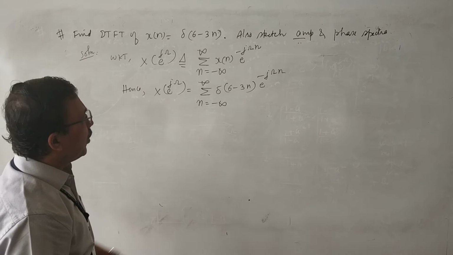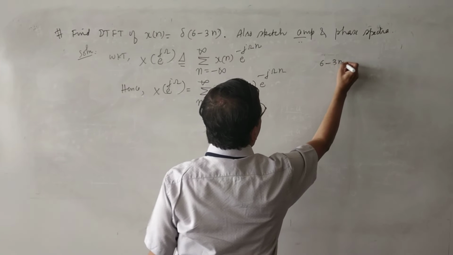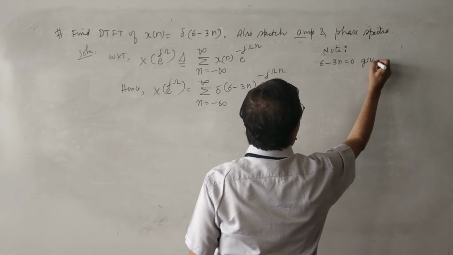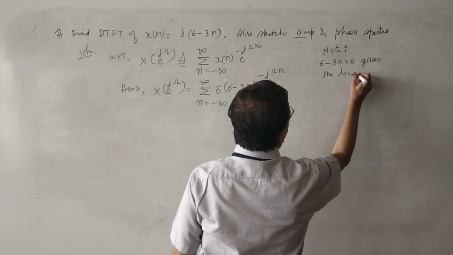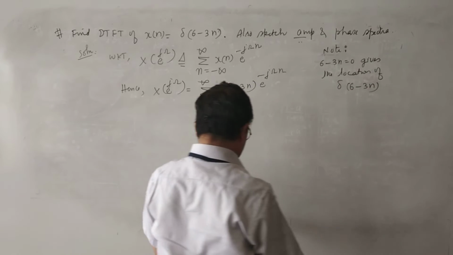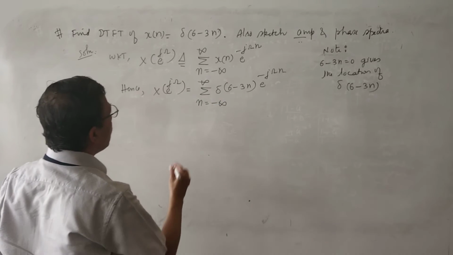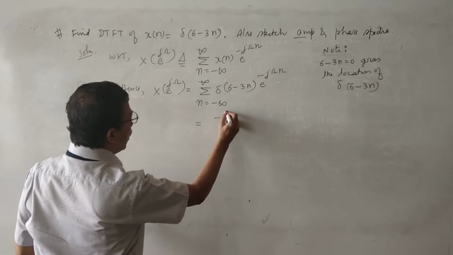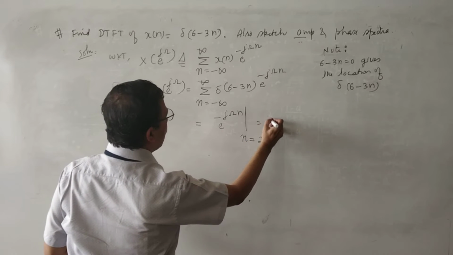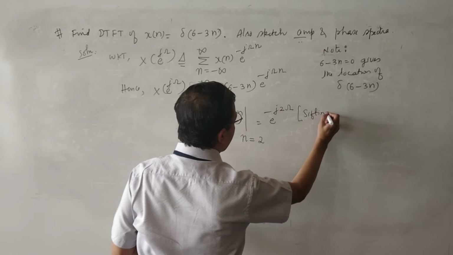We have to apply the shifting property. Where is this impulse located? That is found by equating 6 minus 3n equal to 0, which gives the location of delta of 6 minus 3n. That means this impulse is located at n equal to 2. If you apply the shifting property, e to the power minus j omega n gets evaluated at n equal to 2. That gives us e power minus j2 omega. I have applied the shifting property.